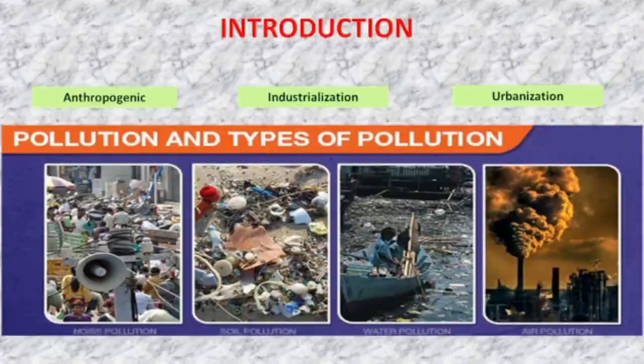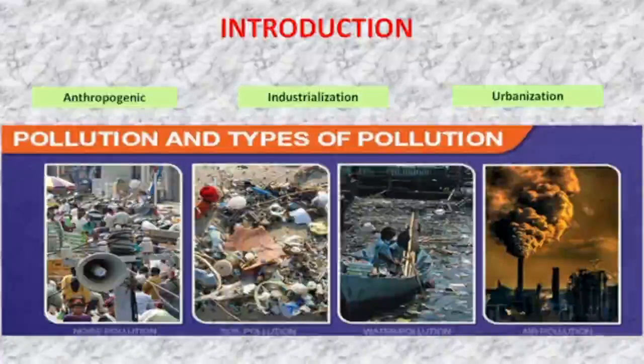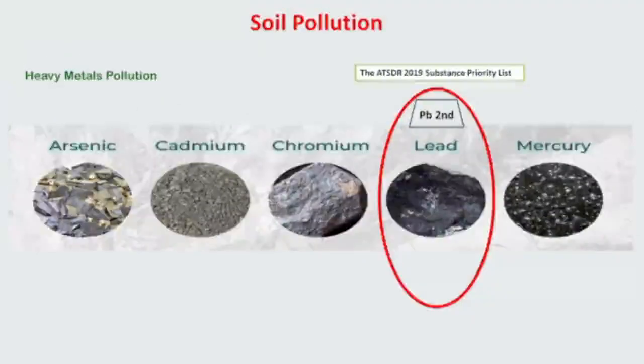Rapid industrialization, agricultural activity, urbanization, and various anthropogenic activity over the last few decades have resulted in the accumulation of various kinds of pollutants in the environment, which leads to different kinds of pollution like noise pollution, soil pollution, water pollution, and air pollution. Among different kinds of pollution, soil pollution is of great concern.